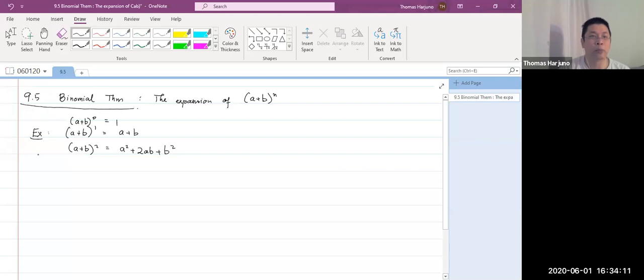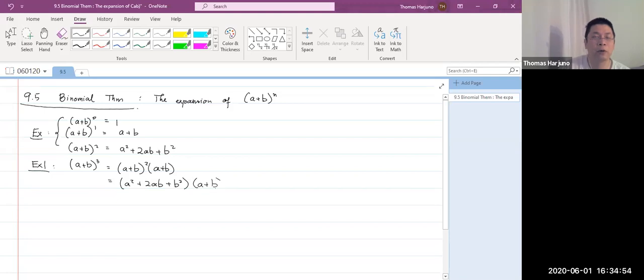Right? Now, let's extend this further. Suppose we would like to see some pattern first, and then we develop that further and further, even to the more general case. Now, how about a plus b to the power of 3? Let me call this a new example. This will be a plus b squared times a plus b, which is a squared plus 2ab plus b squared times a plus b.